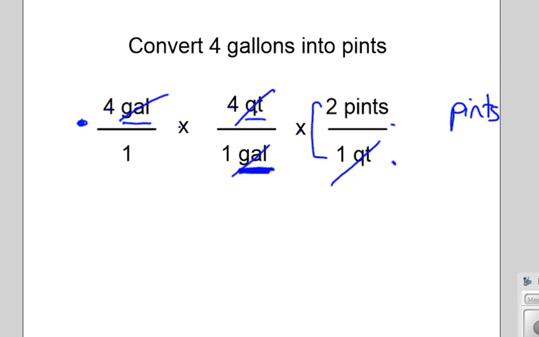And all of a sudden, when we take a look at our problem, the only label we're left with is pints. And now we just have to do our multiplications. 4 times 4 times 2, so 16 times 2, which gives us an answer of 32 pints. Because 1 times 1 times 1 is, of course, 1. And so we have that unit conversion.